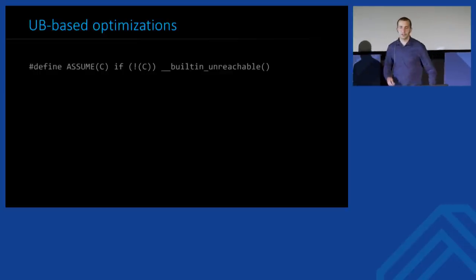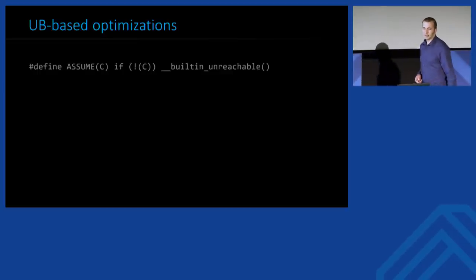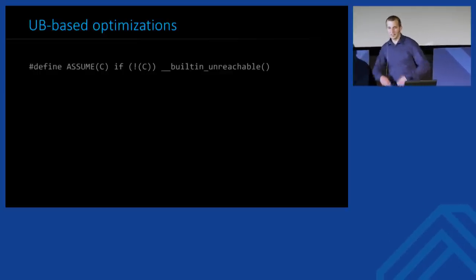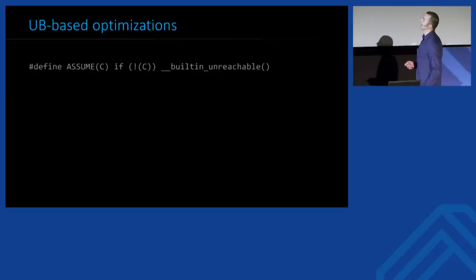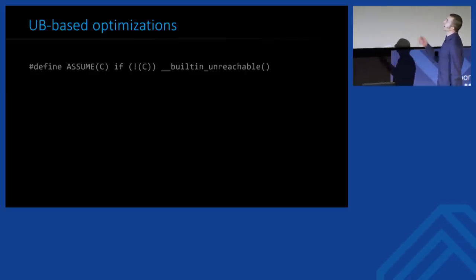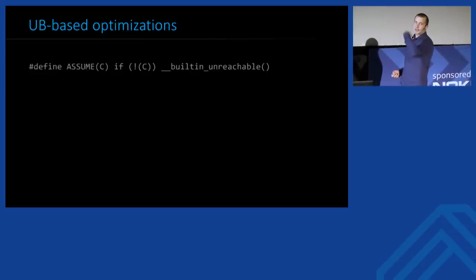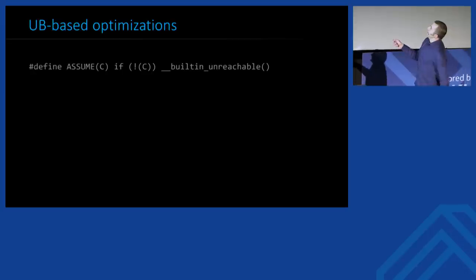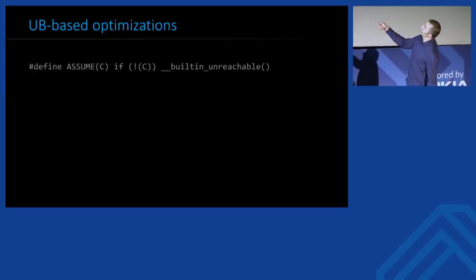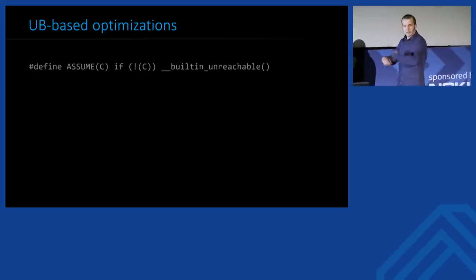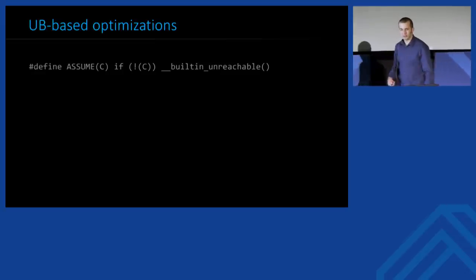This is another application of this built-in unreachable. I can implement an assertion-like macro with it. It says, if this condition is false, undefined behavior. And to the compiler, which reads it the other way around, it means, this would be UB, so it never happens, so this condition is always true, and I can use it for further optimizations in the code.